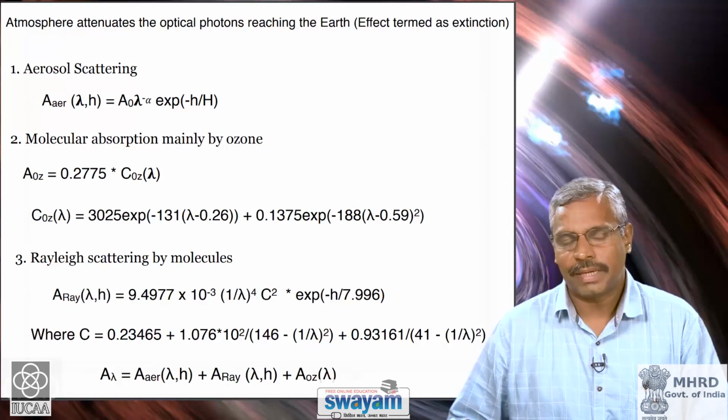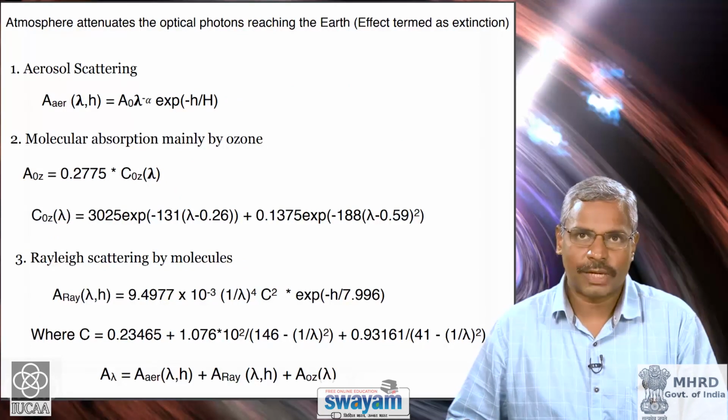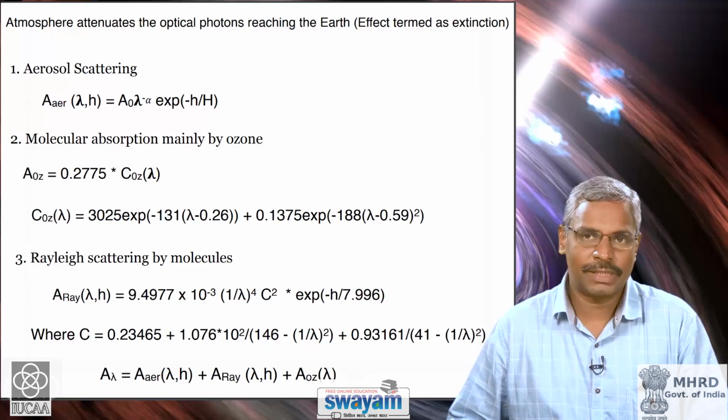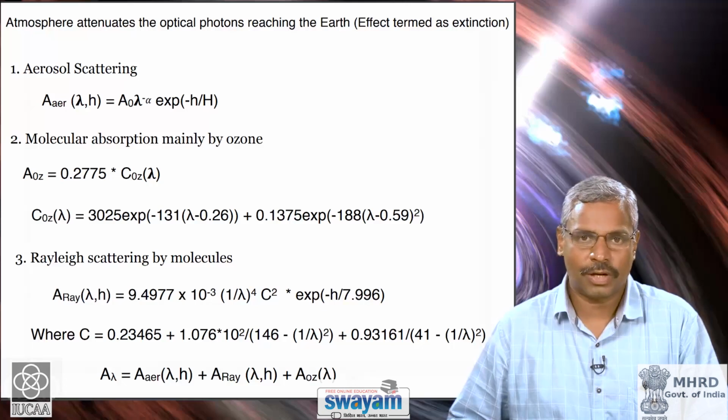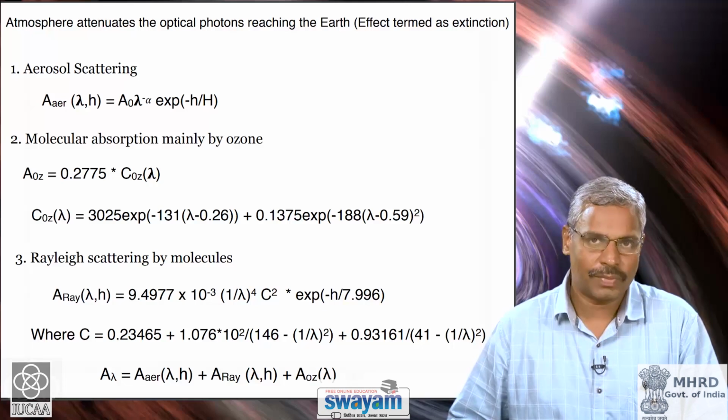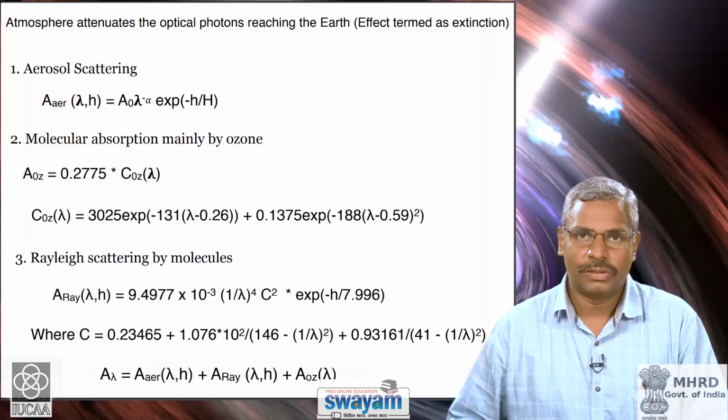Now, as the optical light makes its path from the source through the atmosphere, it gets attenuated by the atmosphere, and this attenuation falls under three categories. One is mainly by aerosols, the second is by molecular absorption caused by ozone, and third is by Rayleigh scattering.